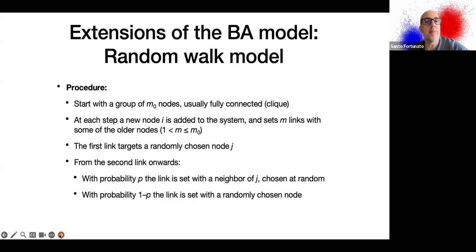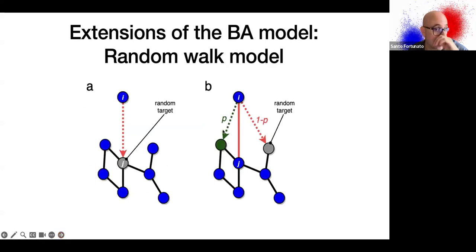It may look a bit overwhelming, so let me show you this diagram that hopefully will clarify things. So this is my network, this is where I was. And there is a new node coming here. The first thing that it does, it chooses one of these nodes at random. See, it's a random target, J, and it forms a link there. This would be the red line here.